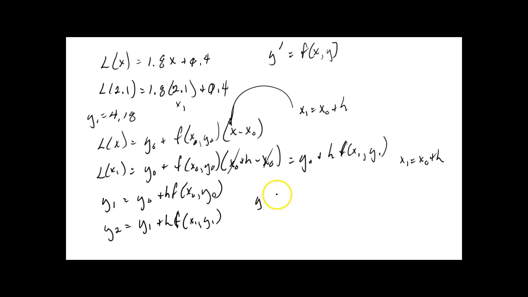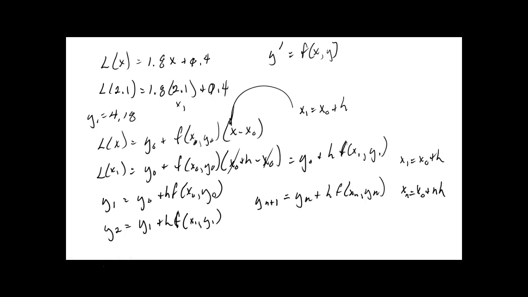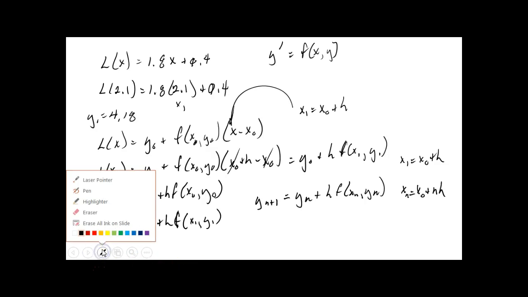Y sub, they use n plus 1, is equal to y sub n, the previous one, plus h times f of x sub n, y sub n. And then you'll keep going like that. Now your x sub n is going to be x sub 0 plus nh. Every step you do, you're adding another h to it, uniform h's. Now that procedure using successive tangent lines is called Euler's method. Leonard Euler probably came up with it many, many years ago. Okay, so let's see if we can get this to work.